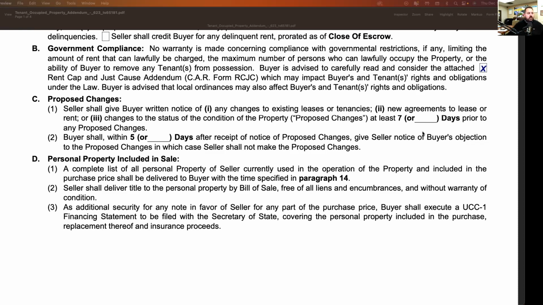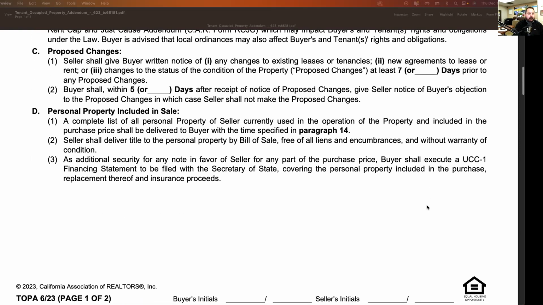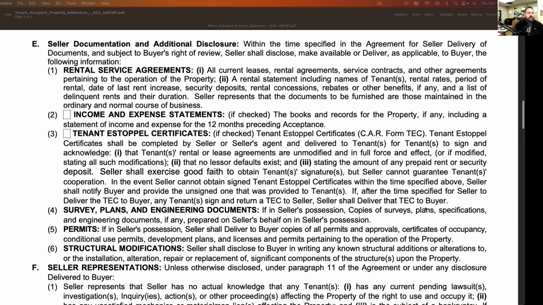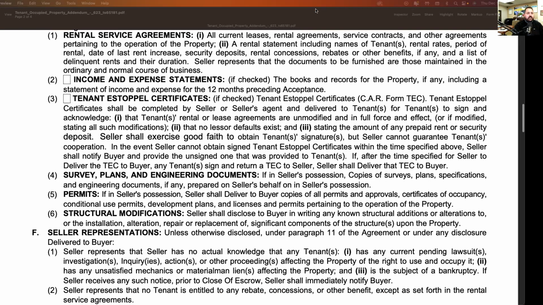Mm-hmm. So this is just a list of any personal property that's being used as part of the rental properties and whether it's going to be included or not. Okay. The rental service agreements, we have to give them to the buyer. Any income tax statements, if this is checked, you have to give that to them. That's up to you if you want to check that and ask for it. Tenant estoppel certificates. Hold on a second, Jesus. The tenant estoppel certificates, I would always say that you check that off when you submit this with your offer, because you want to get those estoppels signed by the tenants. And what an estoppel is, for those of you who don't know, is just a confirmation of the information that was disclosed to you by the seller, where the tenant corroborates that information. That's it. Go ahead, Jesus.